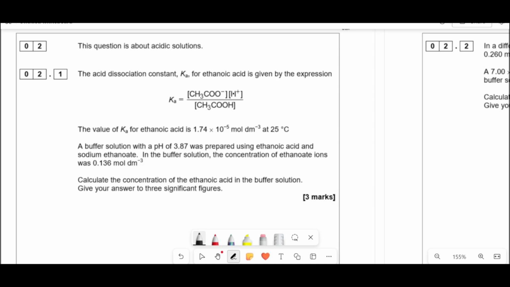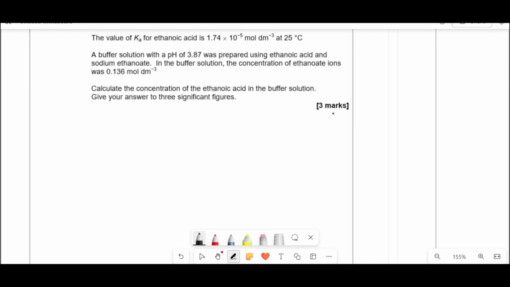The acid dissociation constant Ka of ethanoic acid is given by this expression, where the value of Ka is this at this temperature. A buffer solution of this pH was prepared using ethanoic acid and sodium ethanoate. In the buffer solution, the concentration of ethanoate ions was this. Calculate the concentration of the ethanoic acid in the buffer solution and give your answer to 3 significant figures.